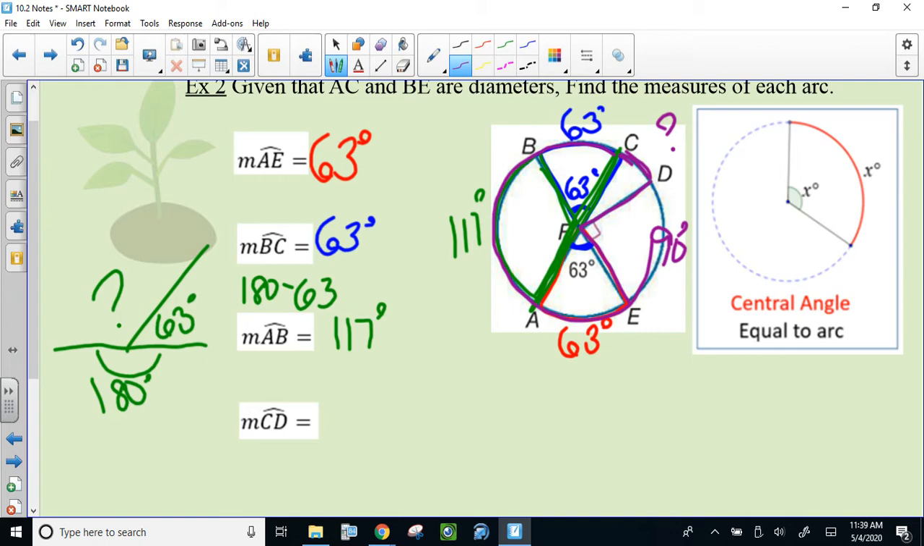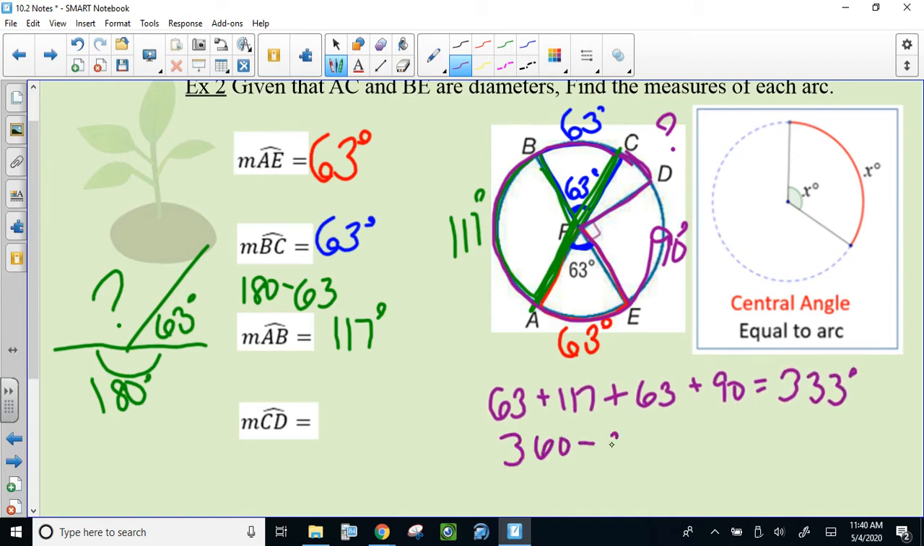So we could add up all of the arcs and subtract them from 360. So we could add our 63 from BC, our 117 from BA, our 63 again from AE, and our 90 from ED, and that would add up to 333 degrees. And so then we could just subtract 360 minus that whole big value, and that would give us 27. So we can see that it's clearly a very small arc. It's smaller than the rest, and sure enough, our value is smaller than the rest as well. So that's kind of how that works.